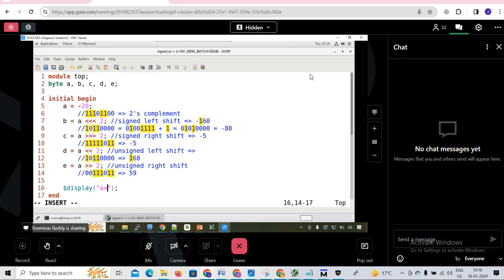A is what? Percentage 0D, B equal to percentage 0D, C equal to percentage 0D, D equal to percentage 0D, E equal to percentage 0D: A, B, C, D, E. So let's run it.